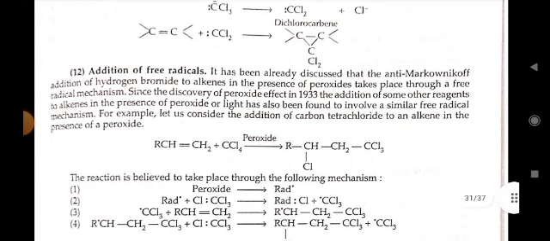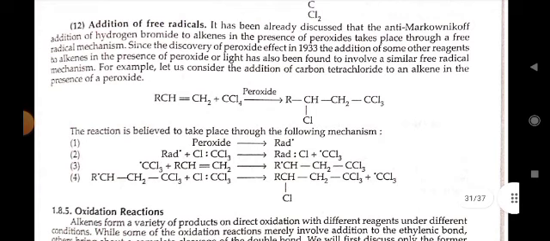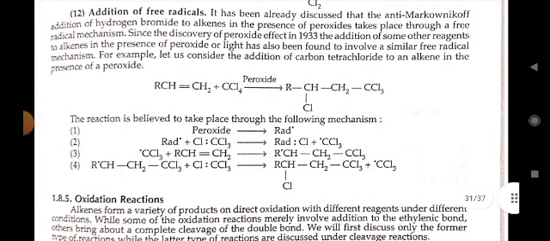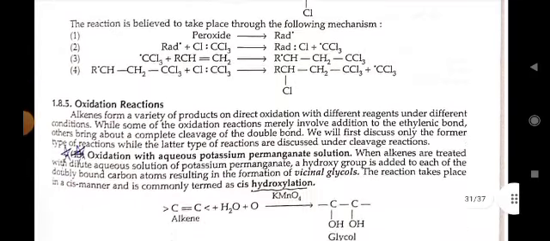Addition of free radicals: it has already been discussed that the anti-Markovnikov addition of hydrogen bromide to alkenes in the presence of peroxide takes place through a free radical mechanism. Since the discovery of the peroxide effect in 1933, the addition of some other reagents to alkenes in the presence of peroxide or light has also been found to involve a similar free radical mechanism. For example, the addition of carbon tetrachloride to an alkene in the presence of peroxide.